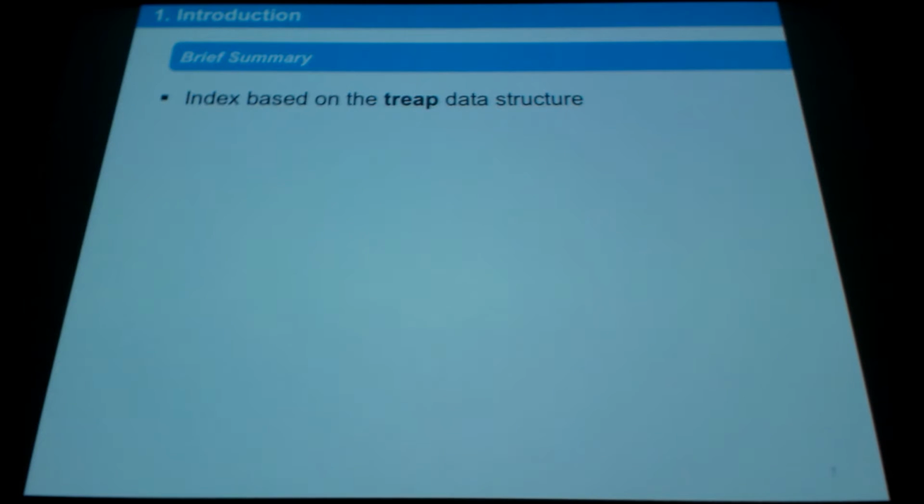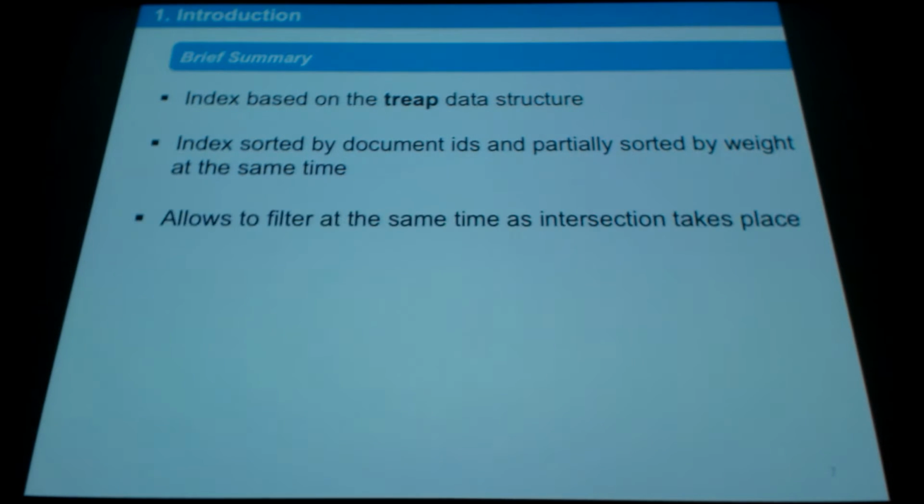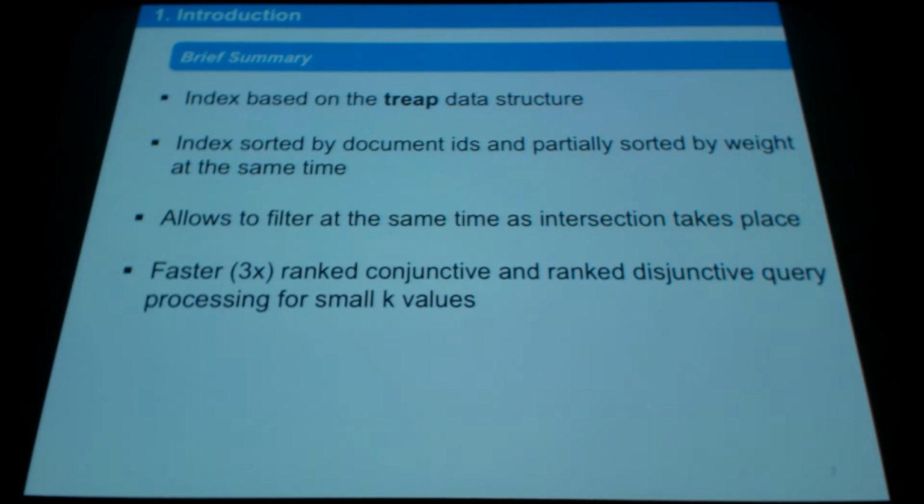We're presenting an index that is based on the Treaps data structure. Treaps is a data structure I'm going to explain. It's not a new one, it's an old one, but it seems that no one figured out that it could be used for inverted indexes. The index is sorted by document IDs and partially sorted by weight at the same time. That's the cool thing. It allows us to filter at the same time as the intersection takes place, so we are doing both at the same time. It's 3 times faster for ranked conjunctive queries, that means ranked intersections, and ranked disjunctive queries for small k values.